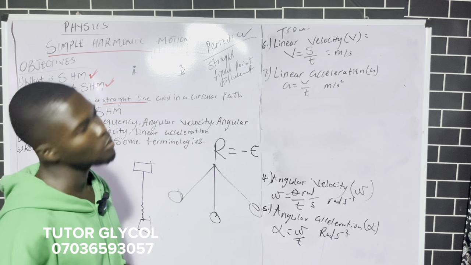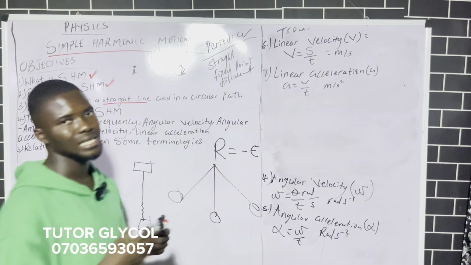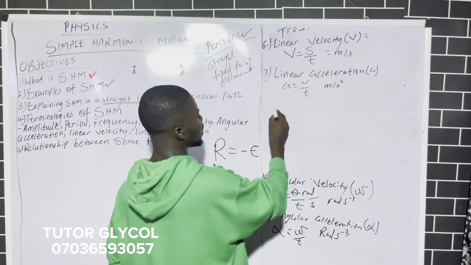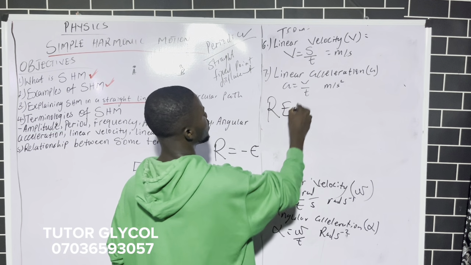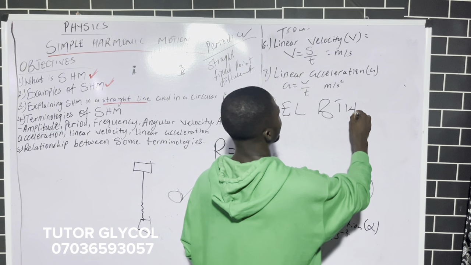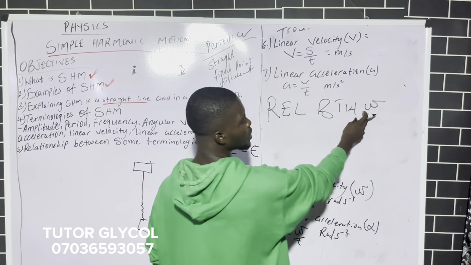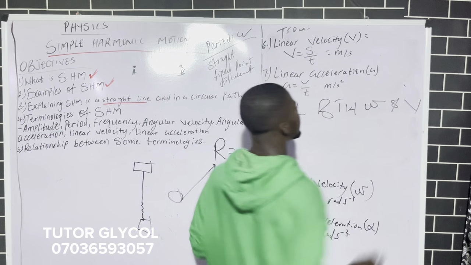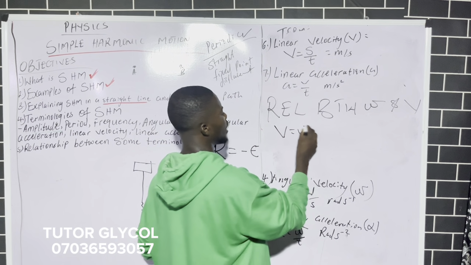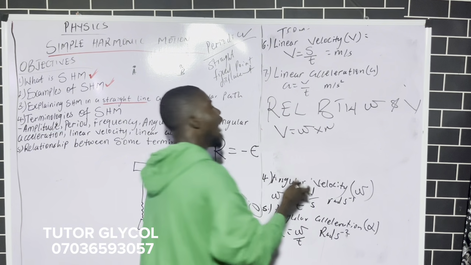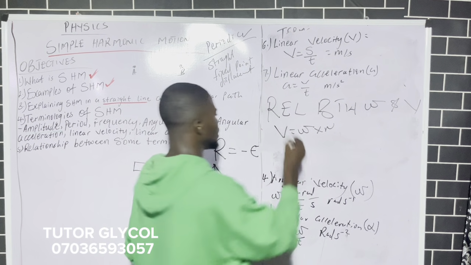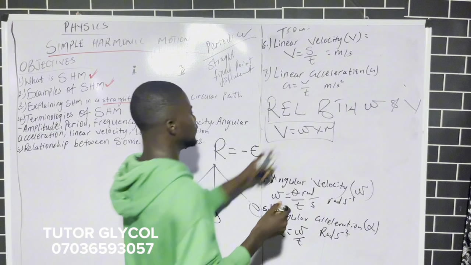So now there's a relationship between linear velocity and angular velocity. Let me put it this way: relationship between angular velocity and linear velocity. So what is the relationship? v is equal to angular velocity times radius. How did this come about? Just know this for me. Let's get how it came about. v is equal to wr.